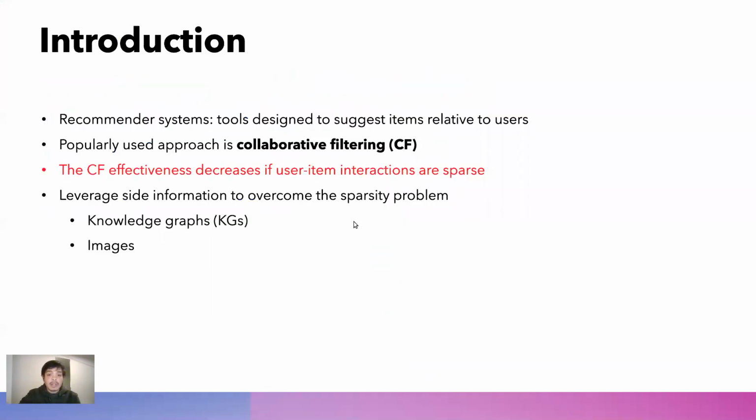Recommender systems are designed to suggest items related to user personal interests. One popular approach is called collaborative filtering, or CF. This approach uses user-item interactions for predicting recommendations. However, CF effectiveness decreases if user-item interactions are sparse. Therefore, to overcome the problem, some side information has been used, including knowledge graphs and images.